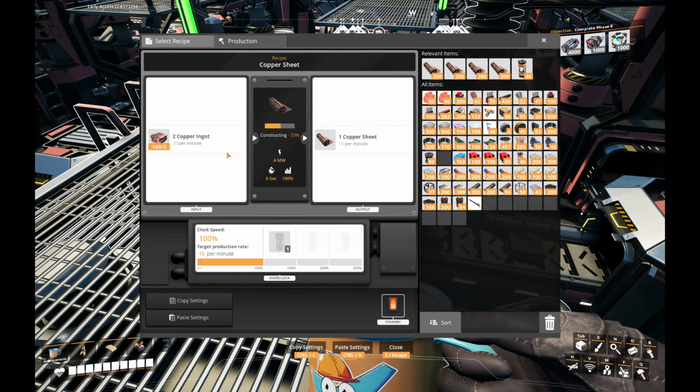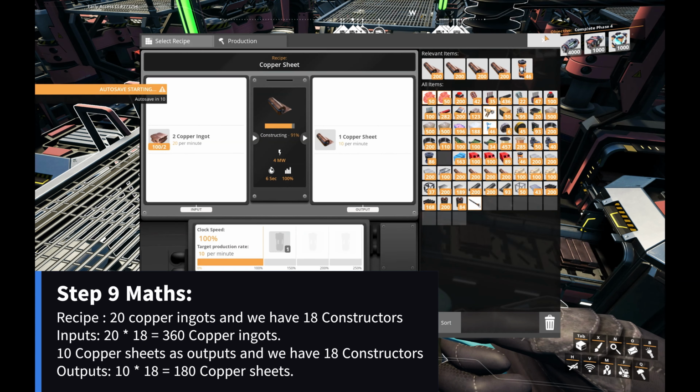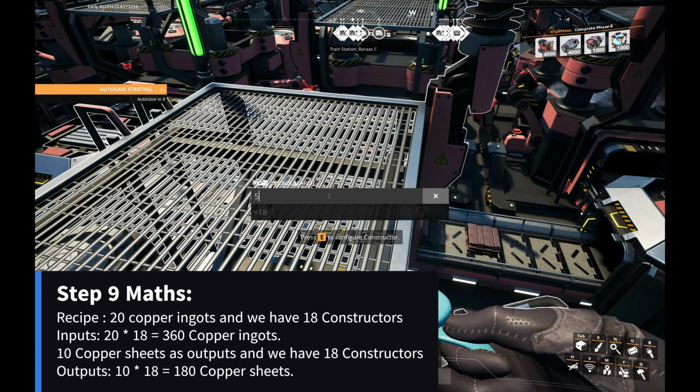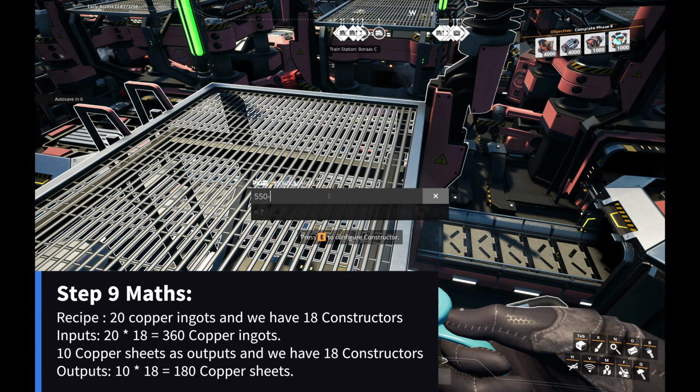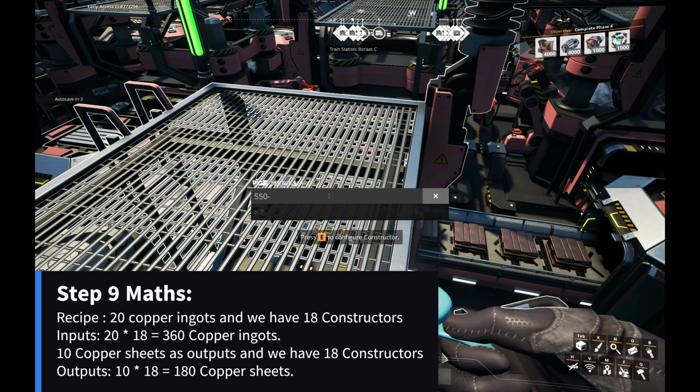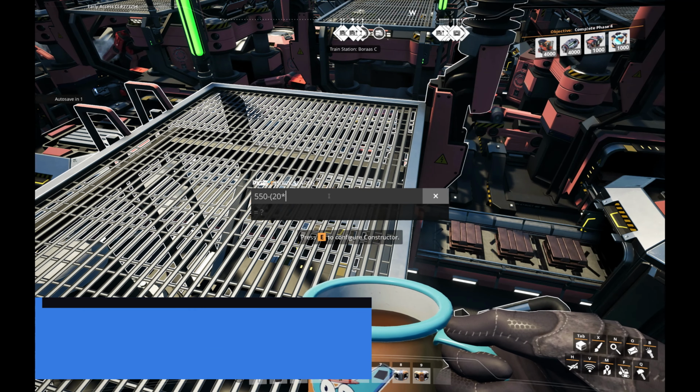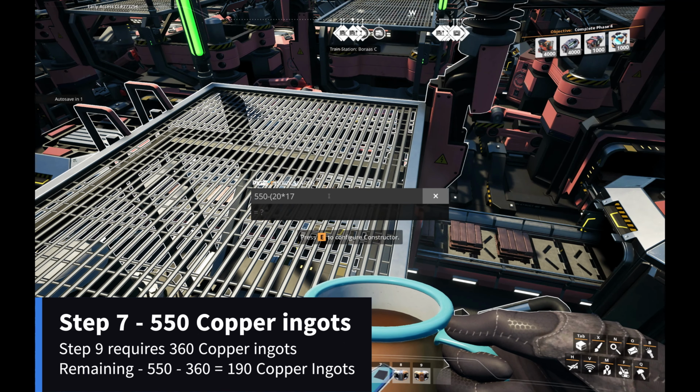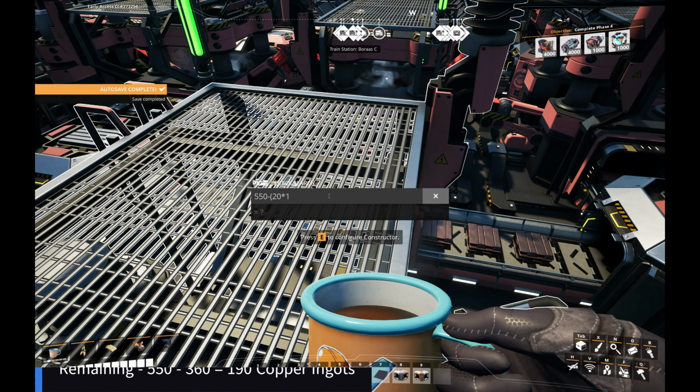Now for the step 9 maths. This recipe takes 20 copper ingots to make 10 copper sheets. Since we are getting 550 copper ingots from the previous step 7, 550 minus 20 ingots required times 18 assemblers, which is 360, leaves 190 ingots still remaining.